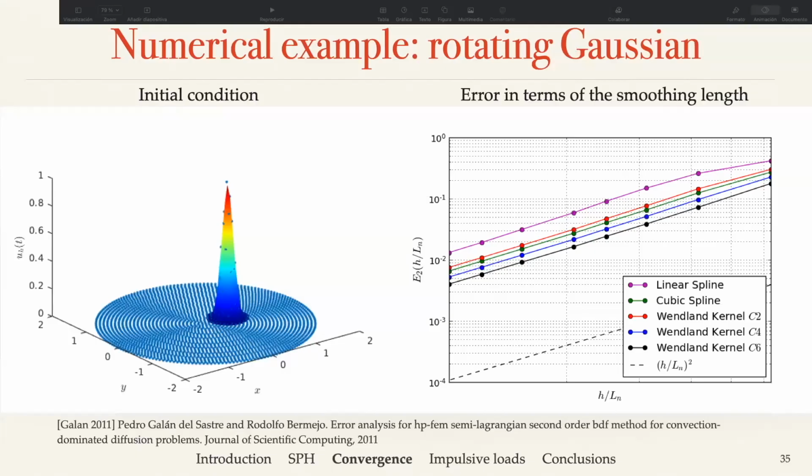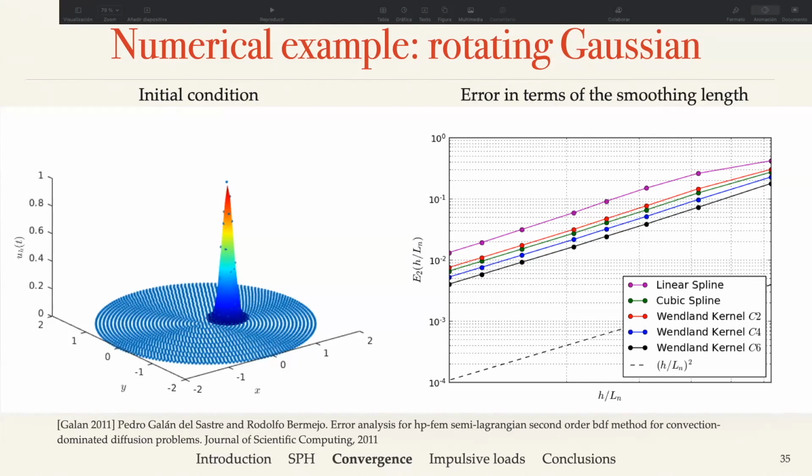Here, I show you the numerical results referred to the case of the rigid rotation. For this problem, we decided to pick a Gaussian function as initial condition that rotates around the origin. This is a typical benchmark case in the context of studying the advection-diffusion equation. In particular, it was used in the work by Pedro Galán and collaborators in 2011.